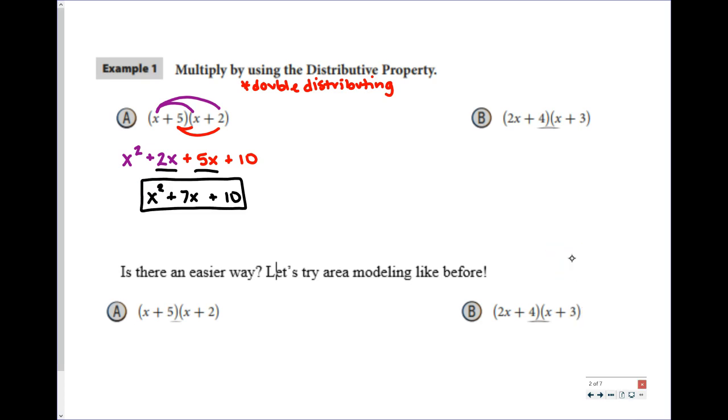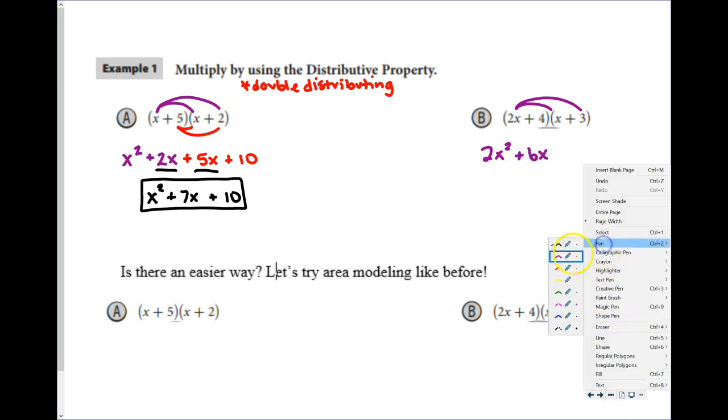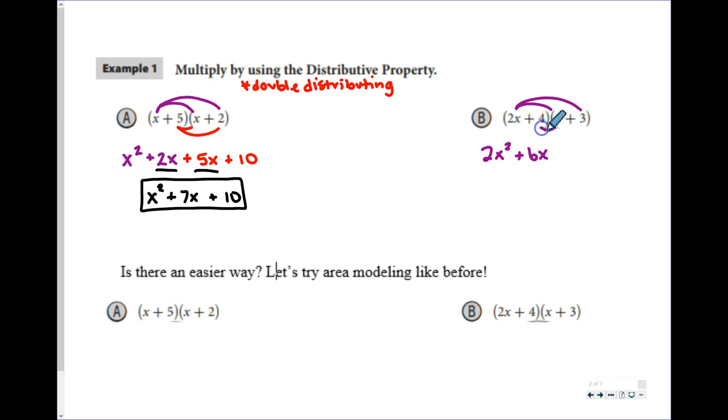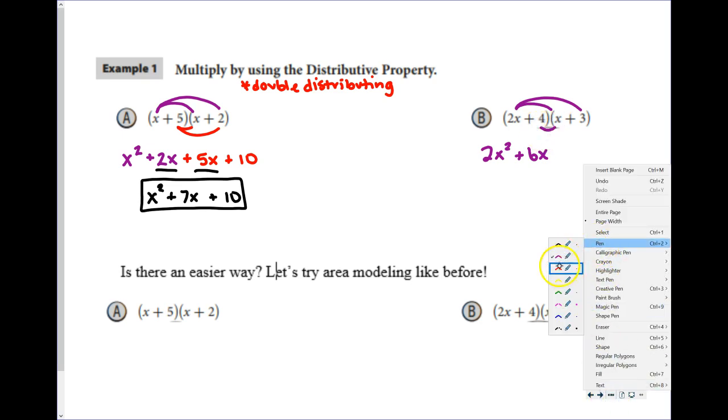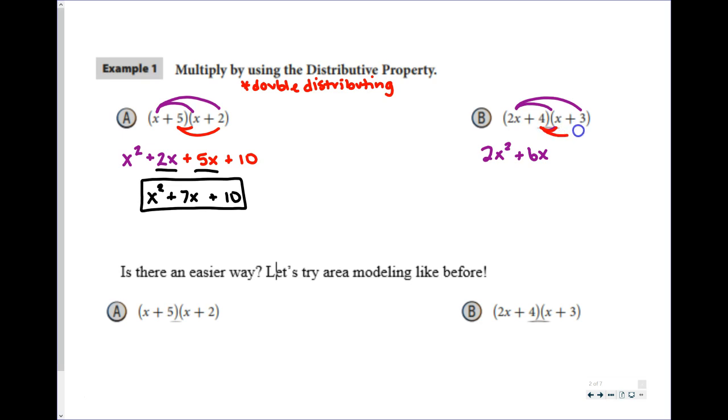Okay, so in example B, I'm going to distribute the 2x to the x and the 2x to the 3 to get 2x squared plus 6x. So there's the first thing I have to distribute. And then I also have to distribute the 4 to the x and the 4 to the 3. So I get plus 4x plus 12. And then I have to combine like terms. So 6x and 4x, that's going to give me 10x.